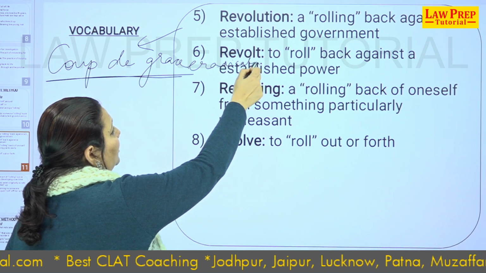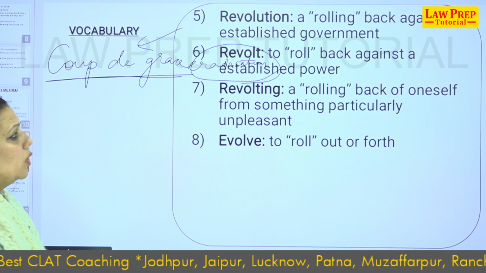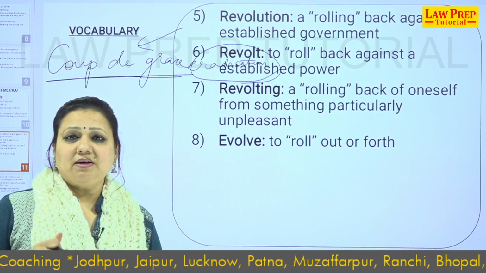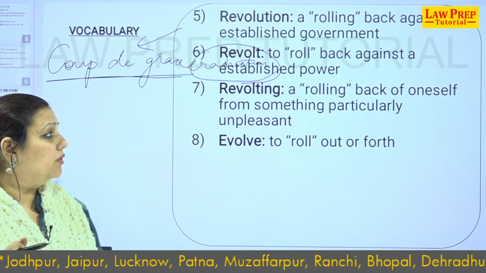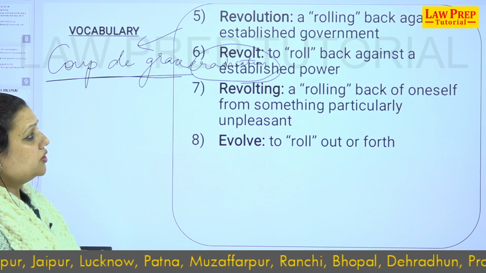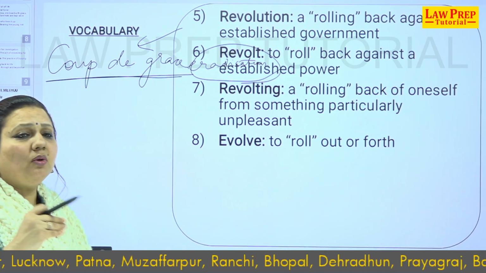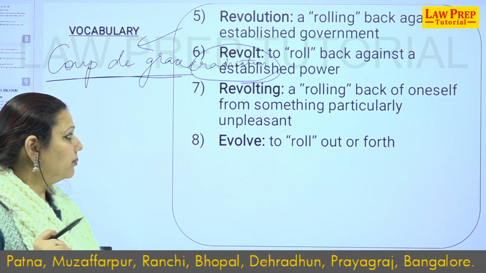Eradication. Revolting: there are some people who are revolting by nature. What is revolting? That is unpleasant. They are not very pleasant, not very friendly and mixing type of people. They are rolling back on oneself from something particular and unpleasant. They are not able to like that thing, and so they keep away from it.